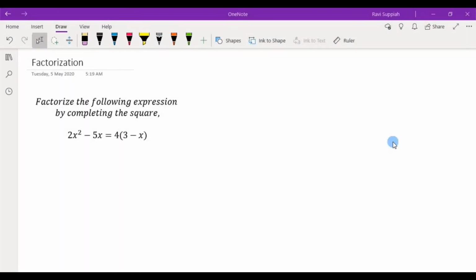Okay, in this question, we are going to be looking at how to perform factorization by using the completing the square method. All right, so let me first rewrite the equation here. 2x squared minus 5x equals 4 times (3 minus x).